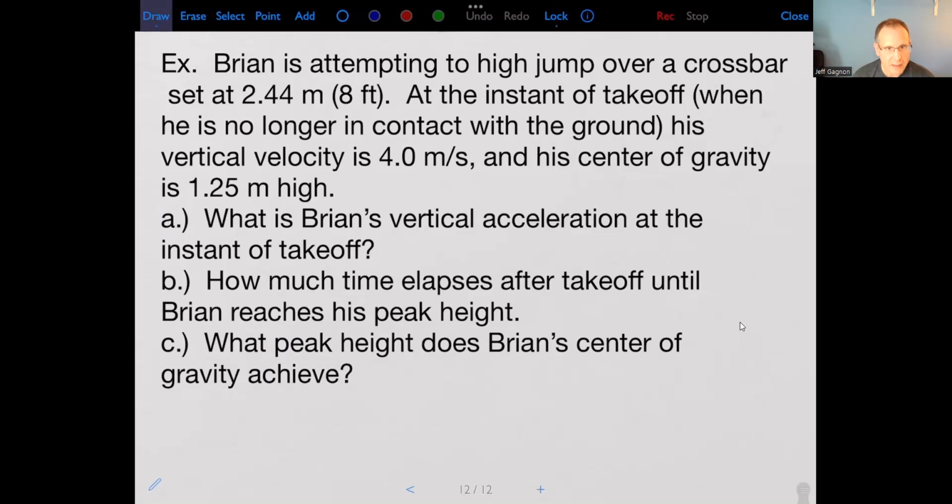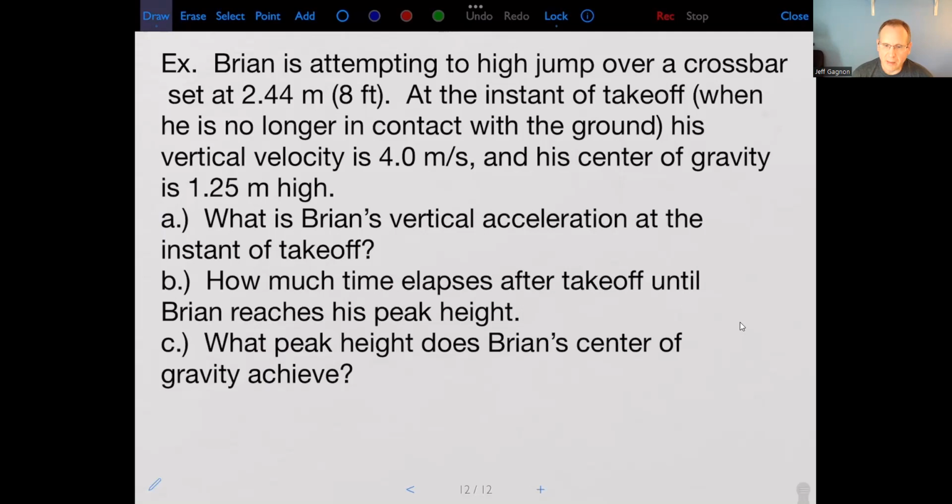So v naught y is going to be 4, right? Initial velocity in the y direction is 4 meters per second. And his center of gravity is 1.2 meters high, right? So that's how high relative to the ground his center of gravity or center of mass is. In this case, if we're going to consider the athlete, Brian, as one single object, we have to track the motion of his center of mass, okay? So the question is, what is Brian's vertical acceleration at the instant of takeoff?